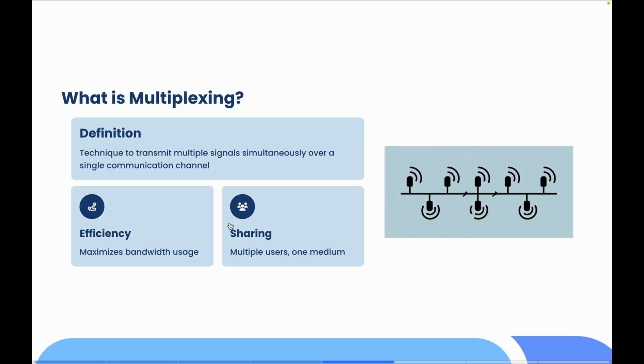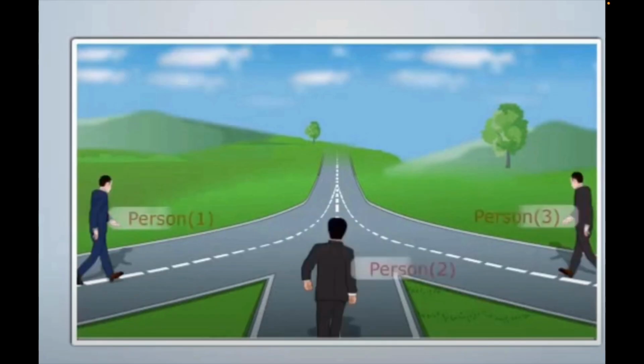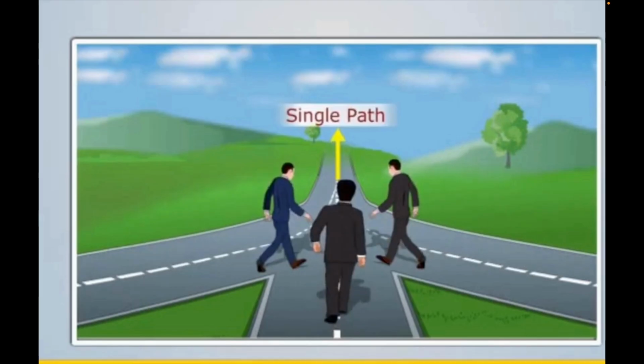What is multiplexing? It is a technique in data communication where multiple signals are combined and sent through one communication channel at the same time. Its efficiency is that it maximizes bandwidth usage and allows multiple users to share one medium. For better understanding, let's see one example. Consider a road. Three people follow three different paths which merge into a single path. In multiplexing, the same thing occurs. Many signals are combined and sent through one medium.